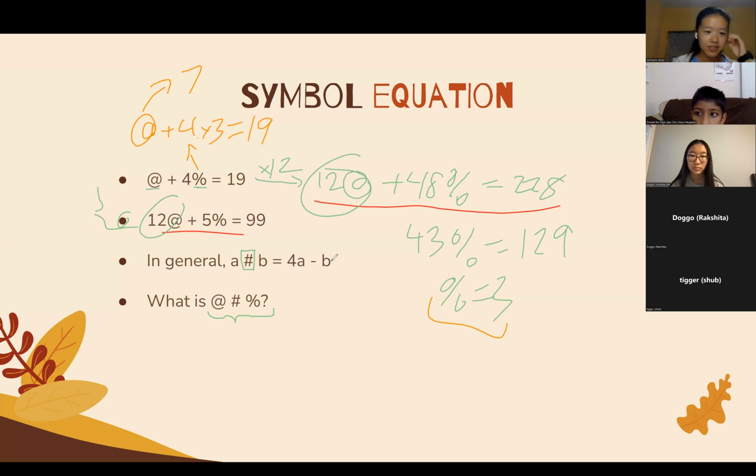Cool. So now we have enough information to figure out what this means, because this means 7 # 3 if we substitute the values in. So because of that, we can use this operation here. This rule tells us that A # B equals 4A minus B. That means 7 # 3 equals 4 times 7 minus 3. So that's just 28 minus 3 equals 25.